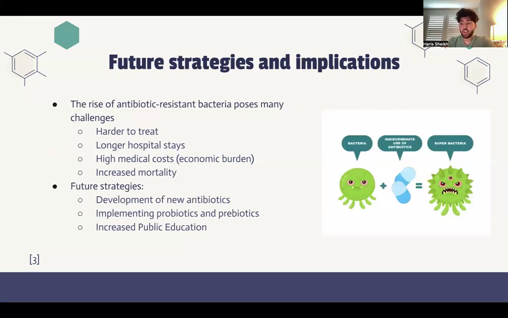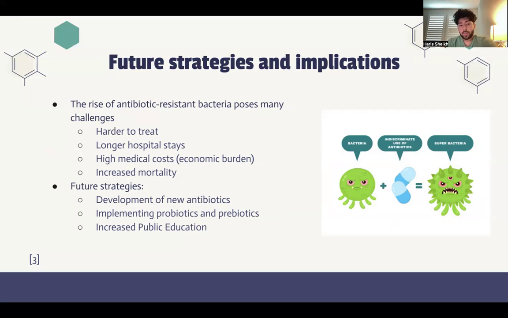And an implication of all of this is that it can lead to the return of the pre-antibiotic era. And if you're wondering what that means, just like the old days where simple infections could be deadly, antibiotic resistance can lead to this yet again. And in order for us to combat this, we need to develop new strategies.